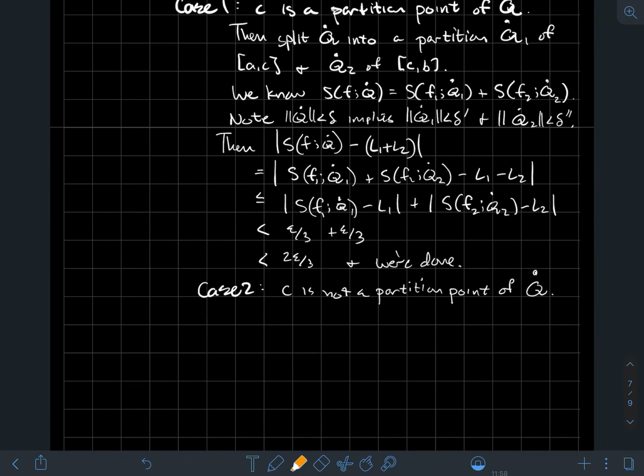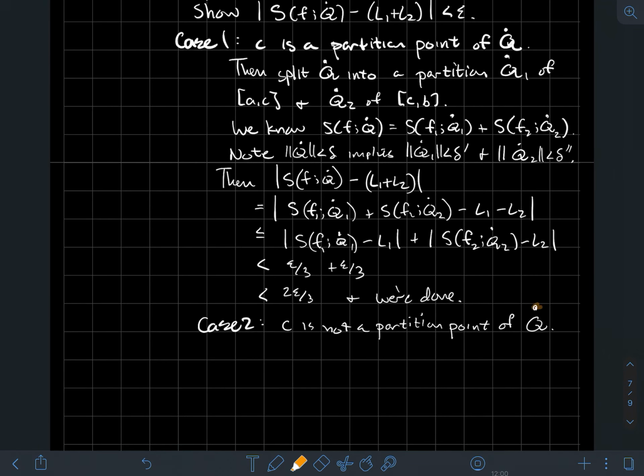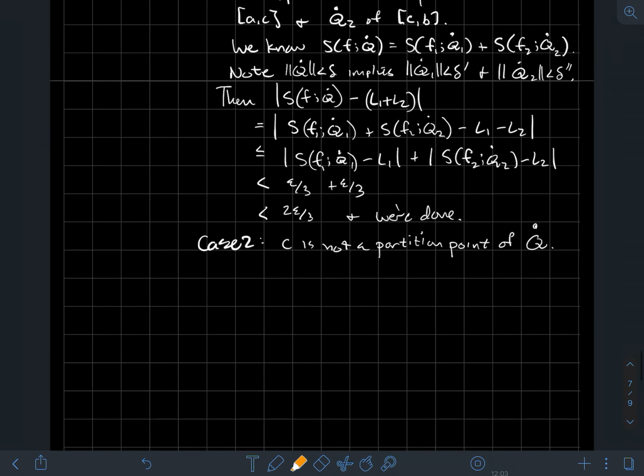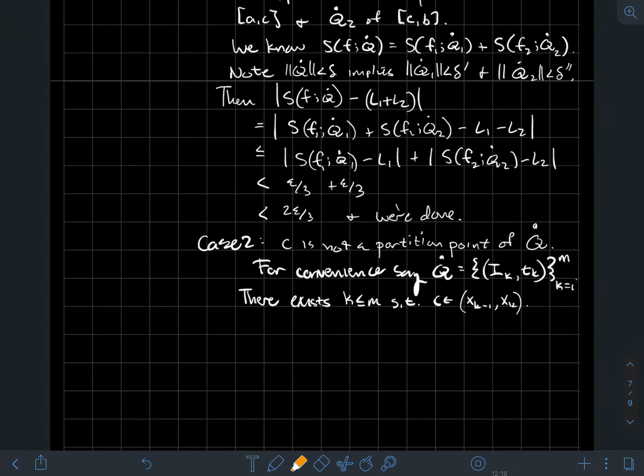And so for case 2, what happens if c is not a partition point of this partition Q dot? Okay, well in that case, for convenience, let's talk about what Q dot is. So Q dot is some collection of subintervals, call them I_k, and some tags, which are just points in each subinterval. And let's say that I've got m of these total. Now, what have we got then? If c is not a partition point, what I'm trying to say is that c is not what we call x_k or x_{k-1} for any k. So in that case, c should just strictly lie inside one of these I_k's. So c should strictly be between x_{k-1} and x_k for some k.